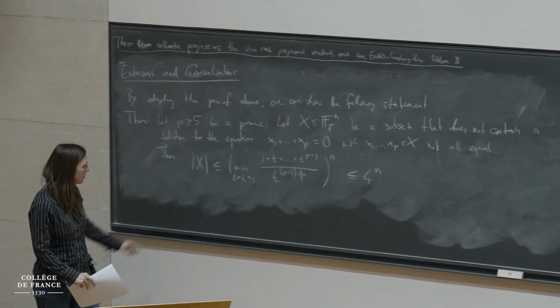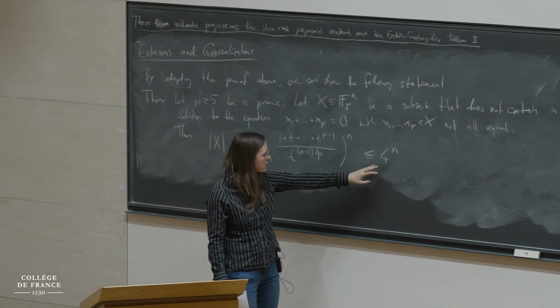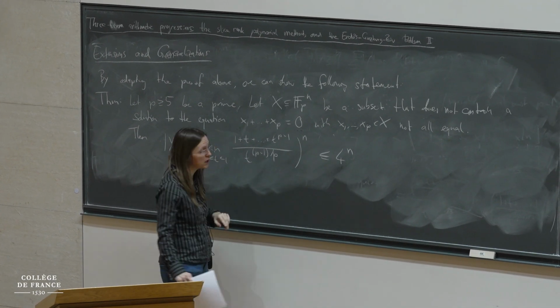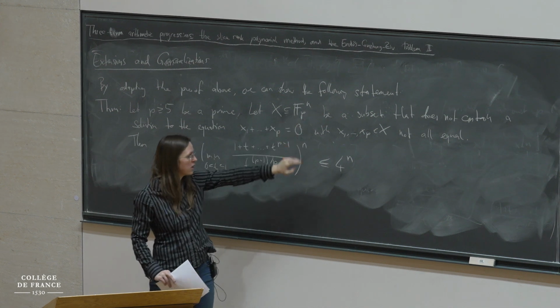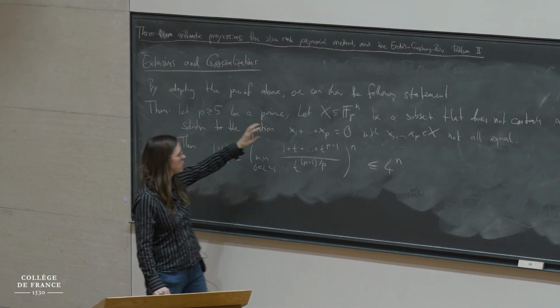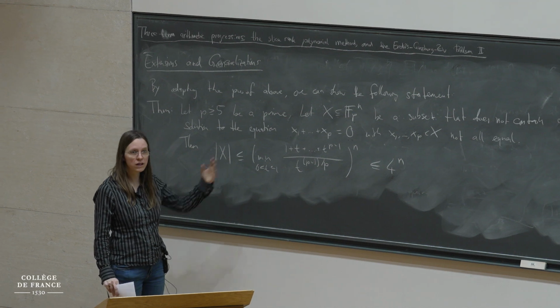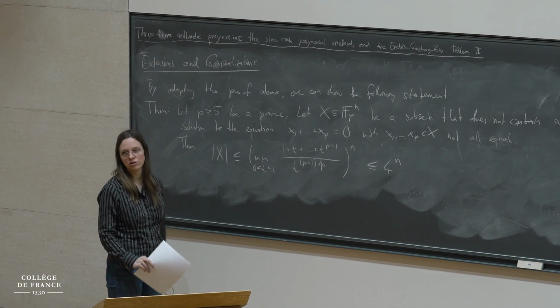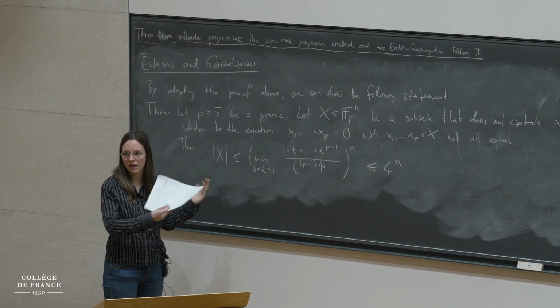Okay, so that means we get a really strong bound on the size of X. The size of X is at most 4 to the n. Here, 4 is an absolute constant, not even depending on p. The ground set size is p to the n, but we get a bound of 4 to the n when we exclude solutions to this equation. So that's a really strong bound. And as I mentioned, it's a straightforward application of the slice rank polynomial method, adapting the proof we just saw.